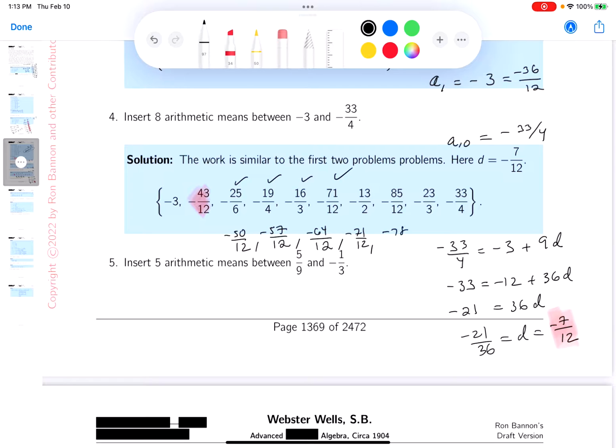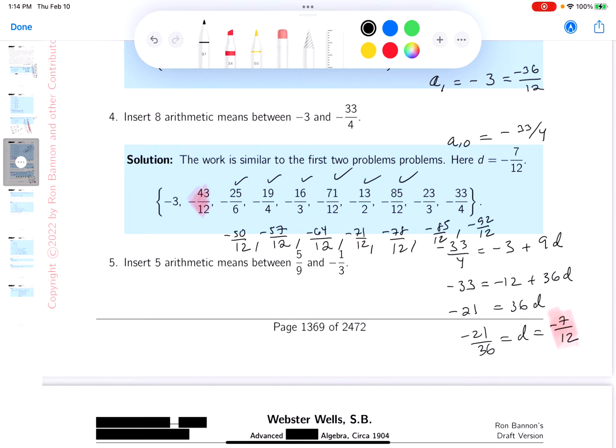Minus 78 twelfths. Again, I would reduce that by a factor of, let's see, I'm looking at that. It looks like 6. So 6 goes into 78 13 times, and 6 goes into 12 2 times. What's the next one going to be? Minus 85 twelfths. I see that there. And again, we're just practicing to make sure we can get the terms. All right, what's the next one going to be? Minus 85 minus 7 is going to be minus 92 twelfths.